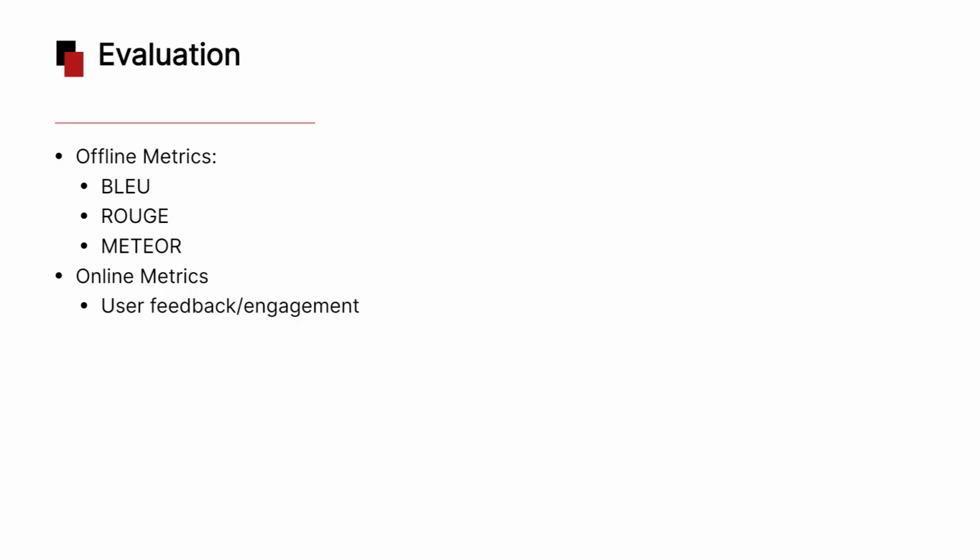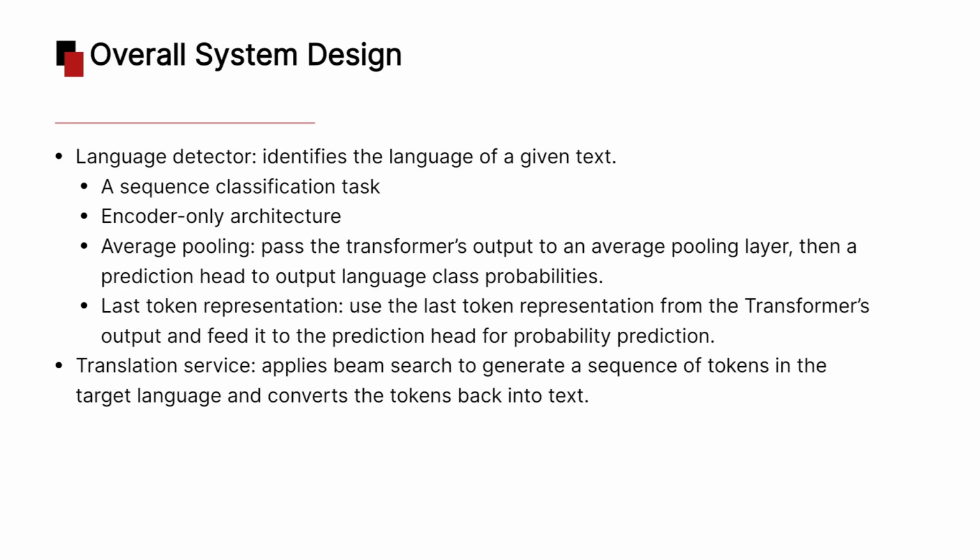The overall system design of Google Translate can be thought of as a two-stage pipeline: language detection and translation. Language detector. The first step is to determine which language the input text is written in. This is formulated as a sequence classification task. We use an encoder-only transformer architecture, similar to BERT, which reads the full text and produces contextual embeddings for each token. There are two common approaches to aggregate these embeddings into a single prediction.